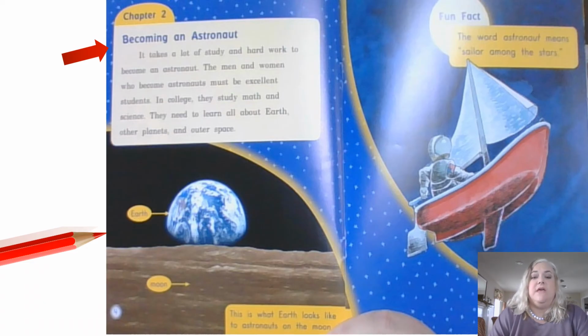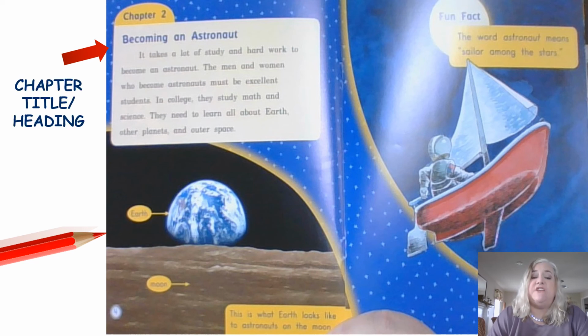Now let's look at what we see as Chapter 2. I find some text underneath Chapter 2. It says, Becoming an Astronaut. I noticed that it's darker, it's actually even a different color, and the font, the size of the letters seem bigger. I wonder why that is. What nonfiction element is that? Yes, it's the chapter title or the heading. And the heading or chapter title tells what the reader is about to read. It sets the purpose for reading.